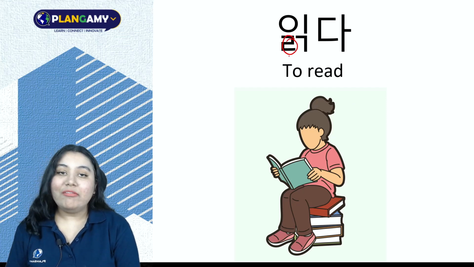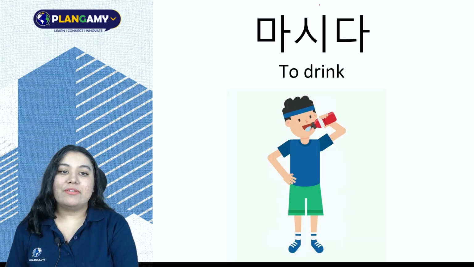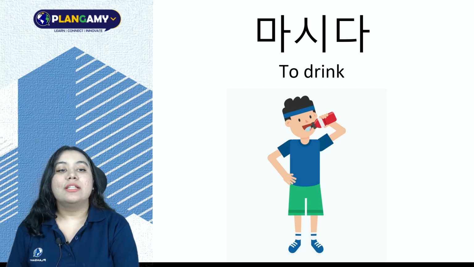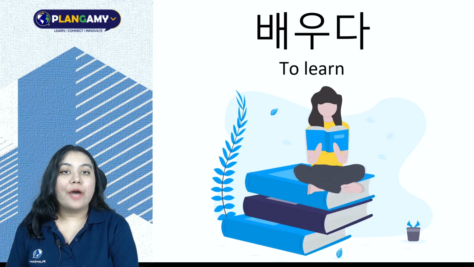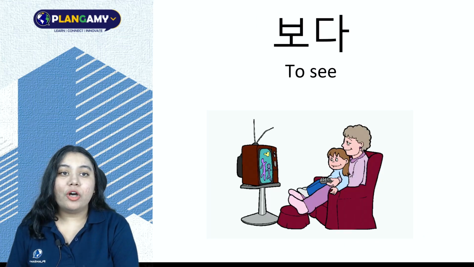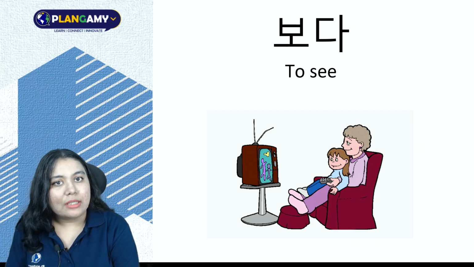Now we have learned final consonants, double final consonants. So here real will not make a sound. This would be ikta, to read. Next we have mashida. Mashida is to drink something. Then we have 배우다. 배우다 is to learn. And now we move on to 보다. 보다 is to watch or to see something.